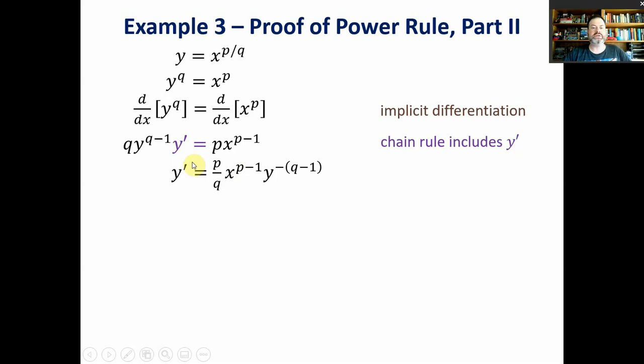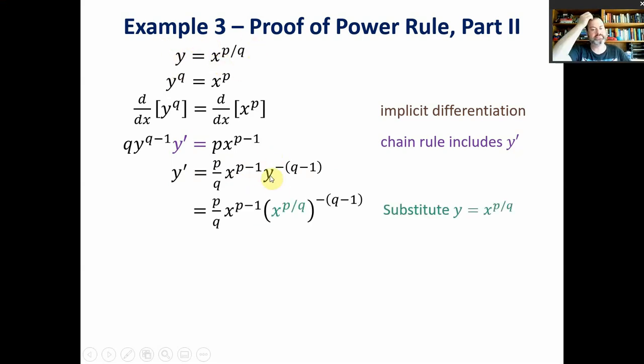And then what we have to do is simplify these exponents. But you might look at it and go, yeah, but one is x, one is y. There's no way to simplify these. Well, this is where that back substitution comes in. We're going to plug in y equals x to the p over q right here. And then all you have to do is sort through the algebra.